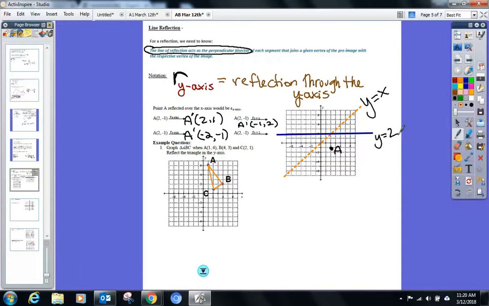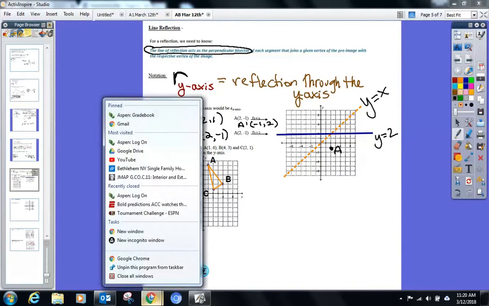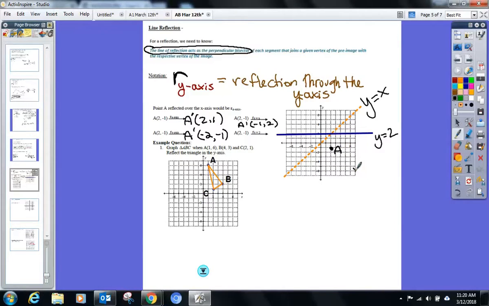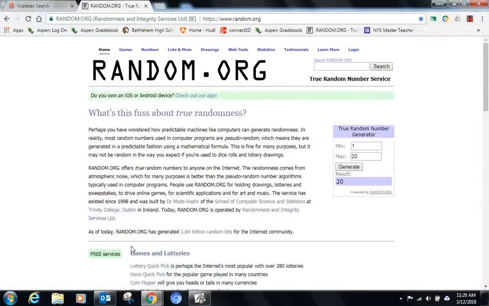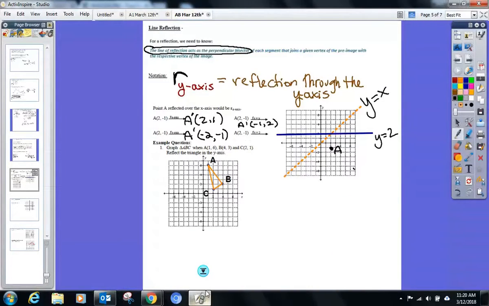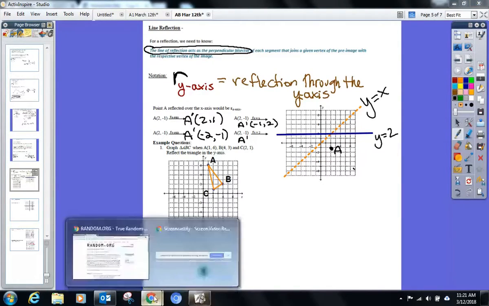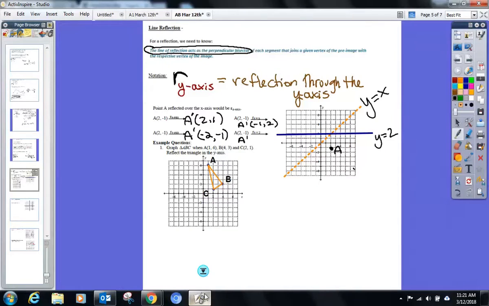Our rules don't change. Count the distance from A to y equals 2 right now. How far apart are they? Count the distance. How far apart are those 2? 1, 2, 3. So I'm going to go 3 in the opposite direction. 1, 2, 3. And I need somebody to name that new point A prime. What's my new coordinate now? 2, 5. Y equals a number, horizontal. X equals a number, vertical.